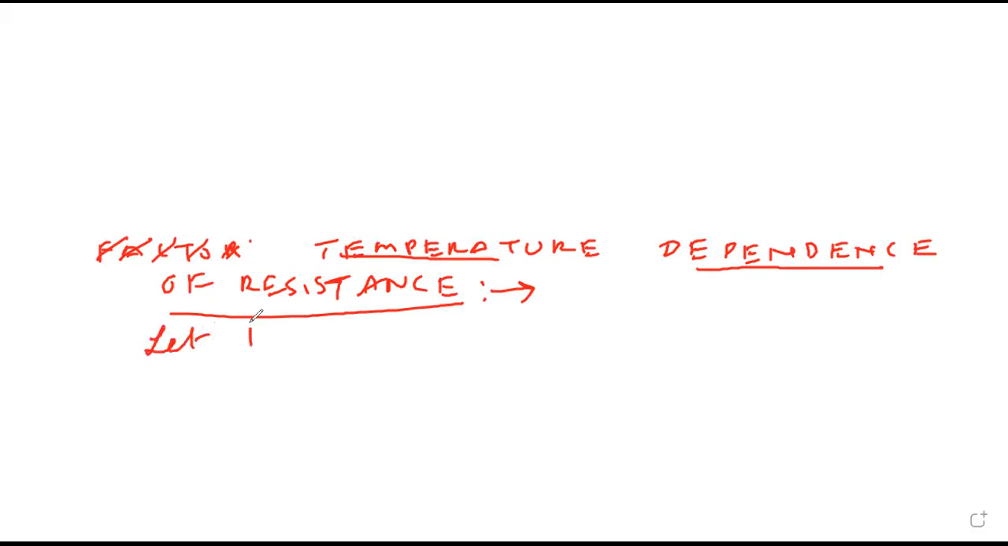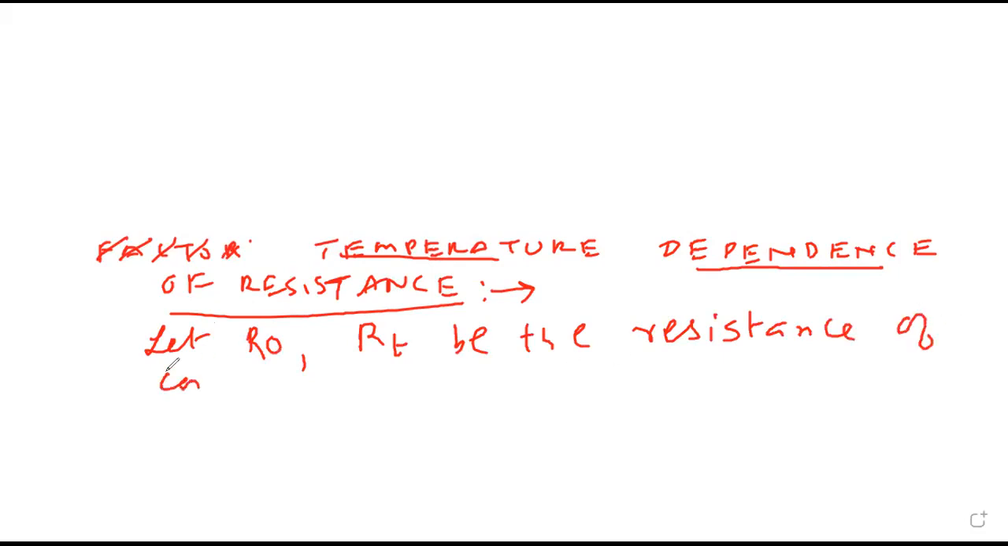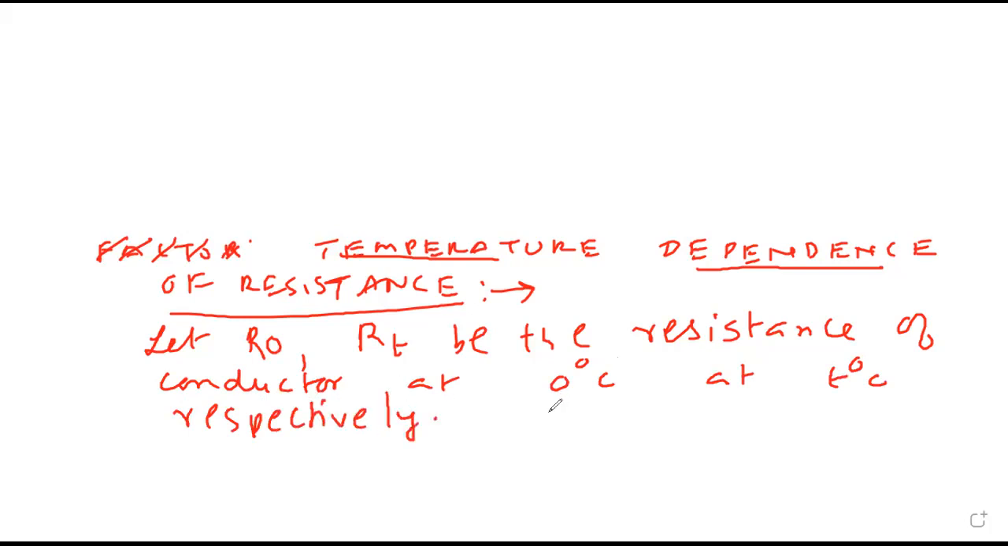Let R0 and RT be the resistance of a conductor at 0 degrees Celsius and T degrees Celsius respectively. R0, RT are the resistance at 0 degree and T degree Celsius respectively.